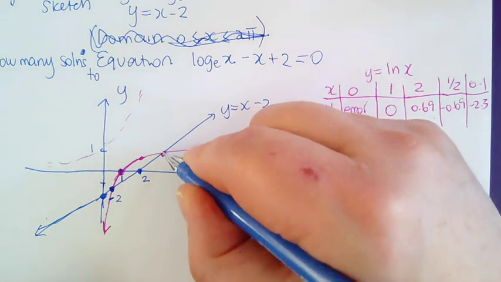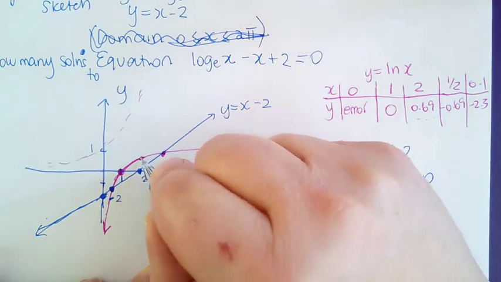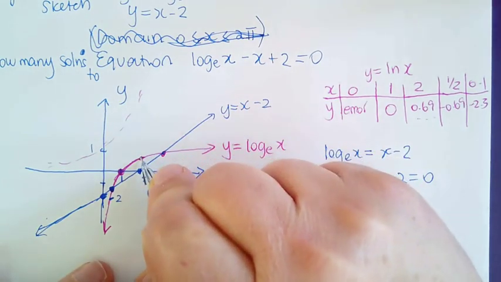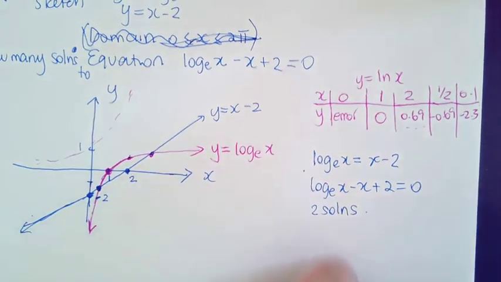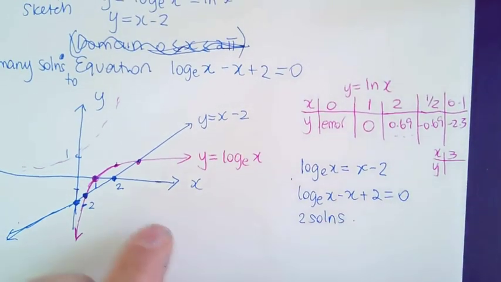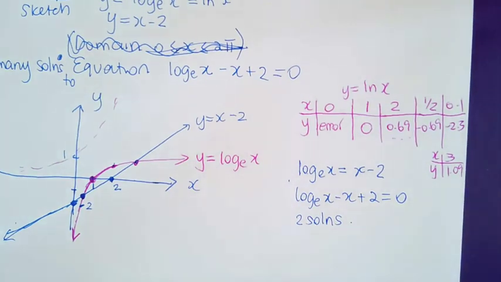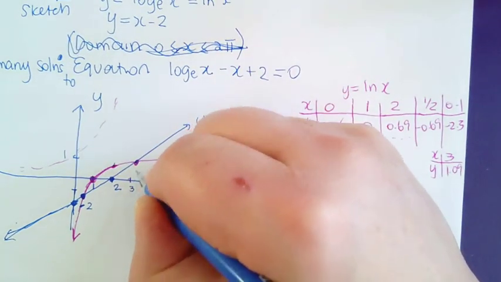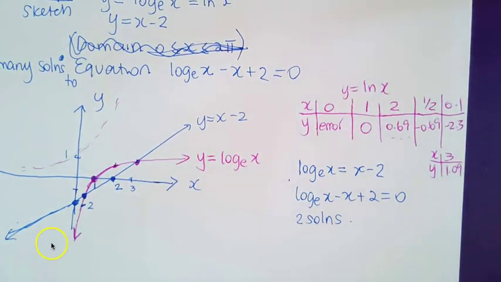And the x value where these meet, well, I know that this was the point 2.69. I don't know what the point 3 is. Can you do 3 in here and tell me what you get? So when x is 3, what do you get for y? What's ln 3? It's 1.09, but on the other curve, when x is 3, you get 1.